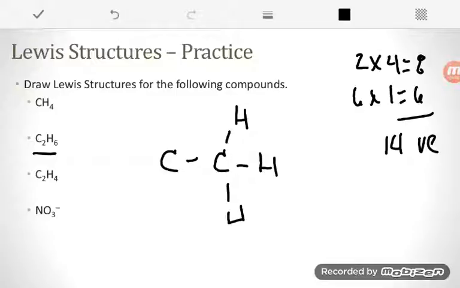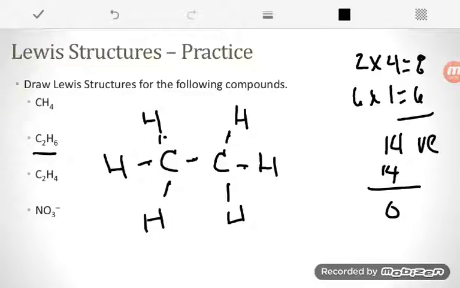So I'll put 3 on this carbon, and I'll put 3 on this carbon. All right, now I need to subtract out how many electrons I use for bonding. So I have 1, 2, 3, 4, 5, 6, 7 bonds. Each one has 2 electrons, so that's 14. Okay, I've used up all my electrons.